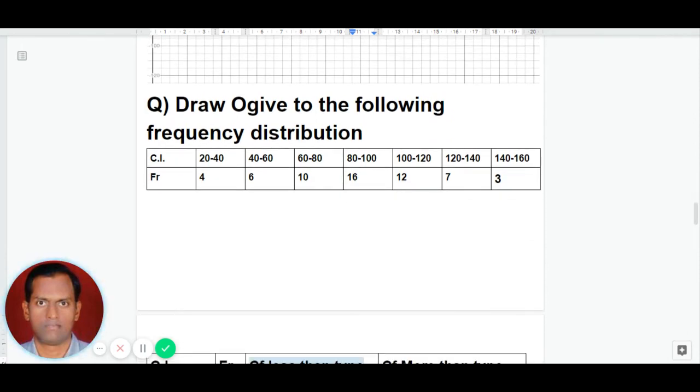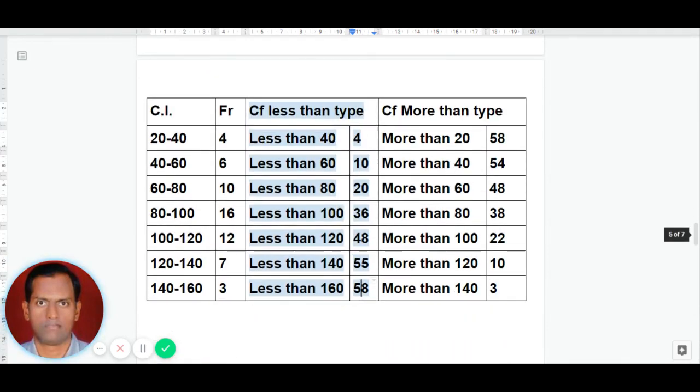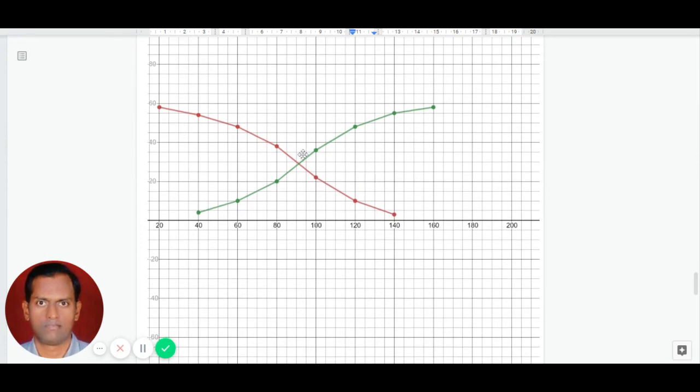Next question. Draw Ogive to the following frequency distribution. Here he directly asked draw Ogive. Draw Ogive means we should draw both curves on the same graph. Here less than type we have to write and here more than type cumulative frequencies. We should represent both curves on one graph. Both curves on one graph is called Ogive.